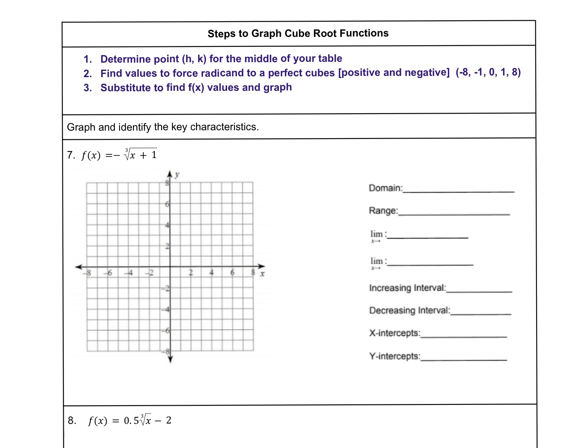Just looking at the steps for graphing, pretty similar to the steps for graphing our square root functions. All that's changing is once we determine our point h, k, that h, k point is going to go in the middle of the table now, since this is going to extend all the way left, all the way right. Then we're going to find some values that are going to force the radicand to be those perfect cube values, both positive and negative. So you see those 5 values there we talked about earlier: -8, -1, 0, 1, and 8. Substitute those x values in to find those y values, which will allow you to graph 5 points and make that either S shape or Z shape.